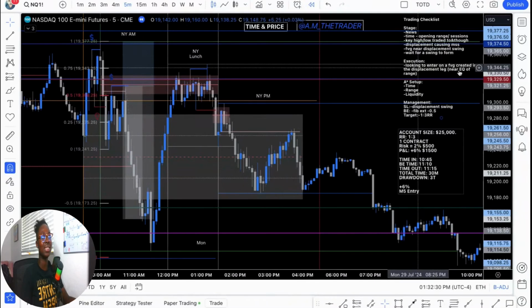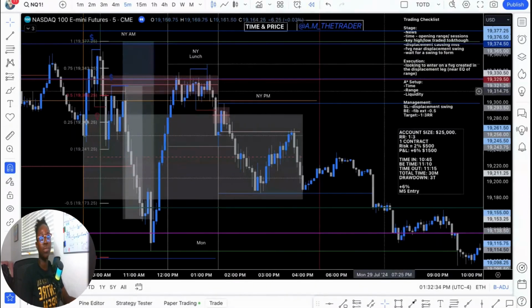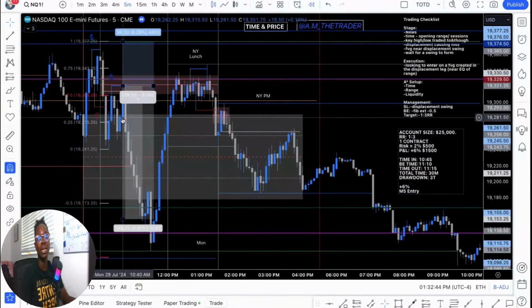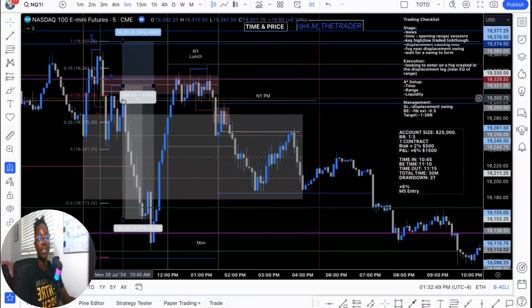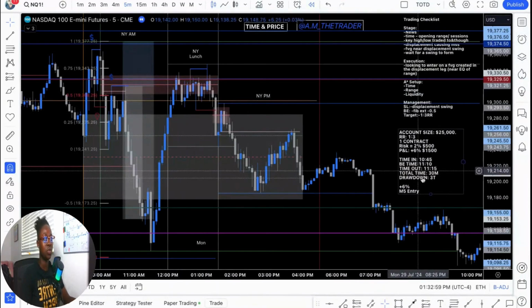For execution, we're looking to enter on the fair value gap created in the displacement leg near the equilibrium of the range. You would have a swing low right here. This candle closure would have confirmed this swing low, and then you'll be anticipating an execution, okay? So you would have been tagged right here when price comes back into the SIBI. So you would have been tagged at 10:45, breaking even at 11:10, taking out the trade at 11:15 for a total time of 30 minutes in this trade. Drawdown in this trade was 3 ticks for a 6% bagged and tagged.